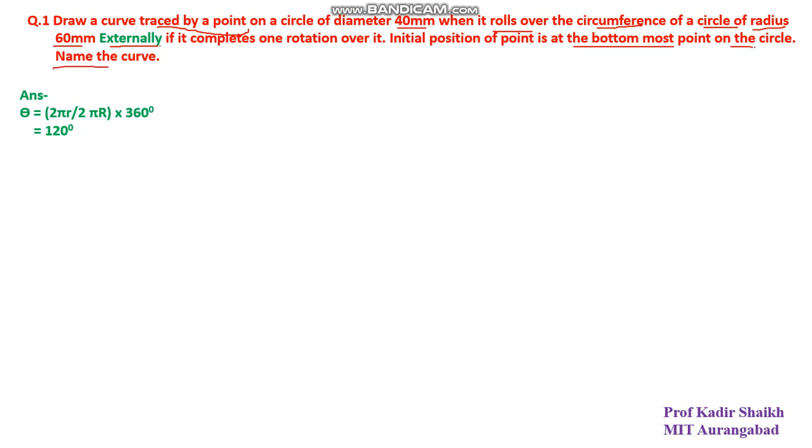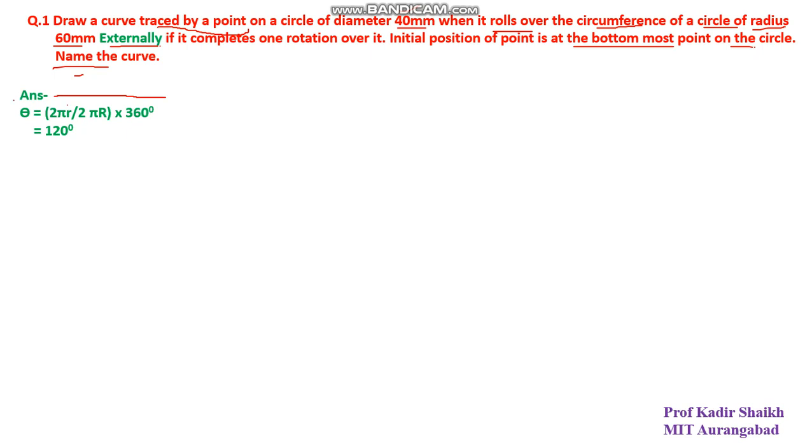Name the curve. Now when a circle of 40 mm diameter is rolling over another circle of 60 mm radius externally, then the curve which we will get is called an epicycloid. Now we know that if diameters are different, then this 40 mm diameter circle will not complete a revolution around the 60 mm circle. So it will complete only up to a certain sector angle. That sector angle can be determined with the help of this formula.